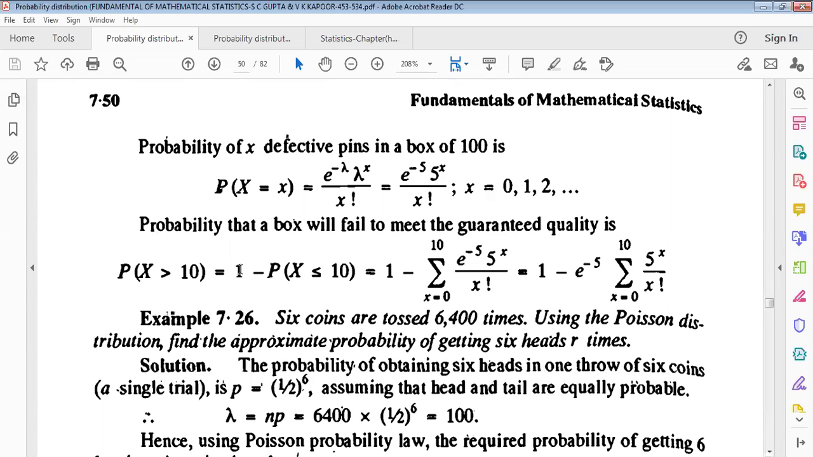X greater than 10 means 1 minus the probability of x less than or equal to 10. So 1 minus the probability of x less than or equal to 10 will be, just r equals 1 to 10, x equals 0 to 10. That means the probability of 0 plus the probability of 1 plus the probability of 2, up to 10. Then e to the minus 5, summed over x equals 0 to 10, 5 to the power x divided by x factorial. This is the result.